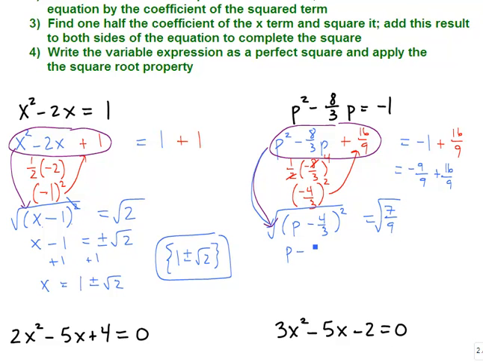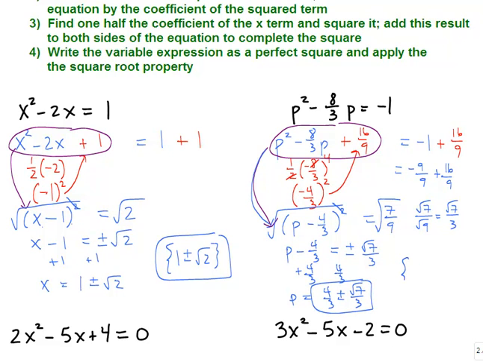On the left side we get p minus 4/3, we lose the square. On the right side we're going to get that plus or minus symbol, and think about the square root of 7/9. This is like the square root of 7 over the square root of 9, and the square root of 9 is a perfect square. So this becomes the square root of 7 on top and a 3 on the bottom. Then to finish it off, we're just going to add 4/3 in the front, so p equals 4/3 plus or minus square root of 7 all over 3. And there are my two solutions.